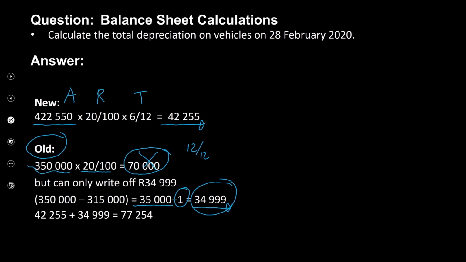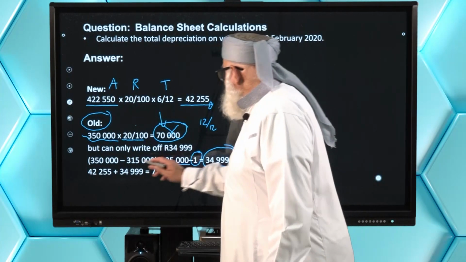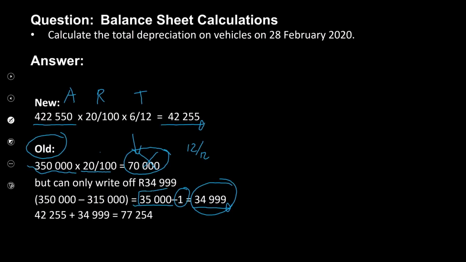Once again, guys, first do the calculation. Take your 350 times your 20% times 12 over 12 will give you 70,000. Now compare that with your carrying value. Notice that it is greater than your carrying value. You can't have an asset with a negative value, because by definition it's no longer an asset. So therefore, take the 35,000, which was your carrying value, minus 1 Rand from it, to give you a maximum of 34,999 Rand. That's the maximum depreciation that you can write off on the old vehicle.